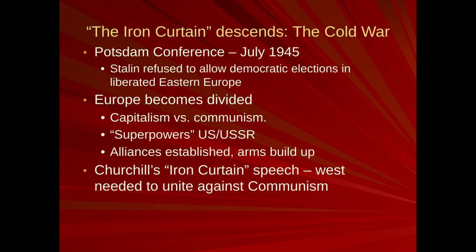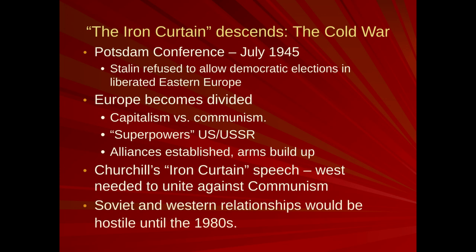Churchill again gives his famous Iron Curtain speech where he realizes that if someone doesn't do anything in the West, communism could possibly take over. And he said the West needed to unite against the idea of communism in Western Europe. Because of these differences in ideology and the struggle between capitalism and communism, this is going to create a sort of hostile environment that is going to last until the 1980s between the Soviet Union and the Western nations, including the United States.